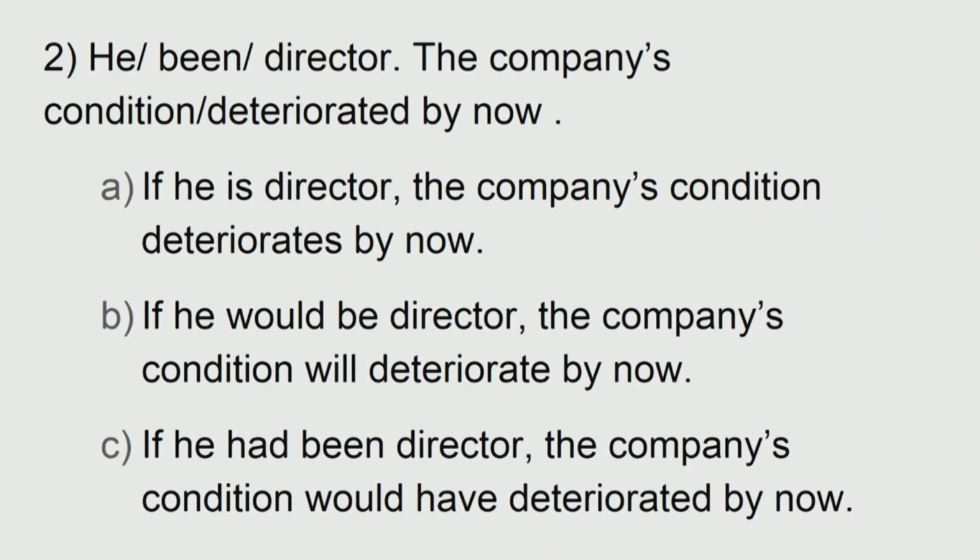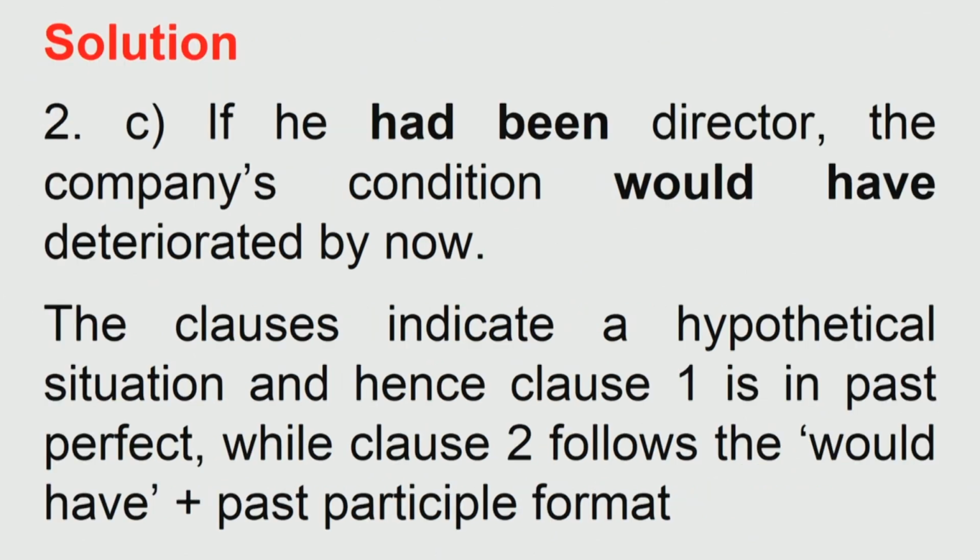Number 2, second sentence, he being director, the company's condition deteriorated by now. A. If he is director, the company's condition deteriorates by now. B. If he would be director, the company's condition will deteriorate by now. C. If he had been director, the company's condition would have deteriorated by now. And this is the solution. The second sentence, C.